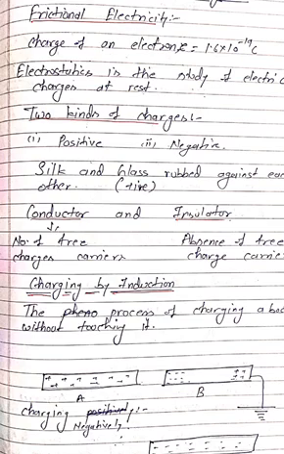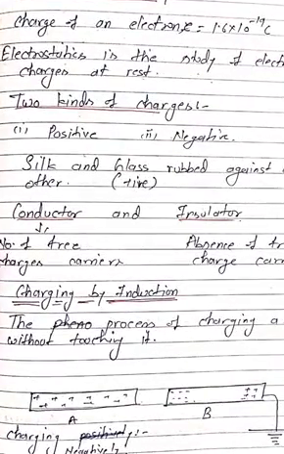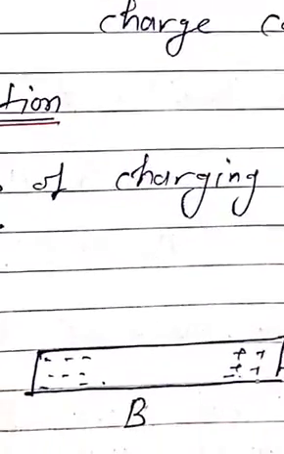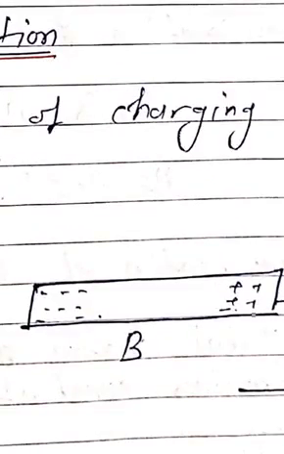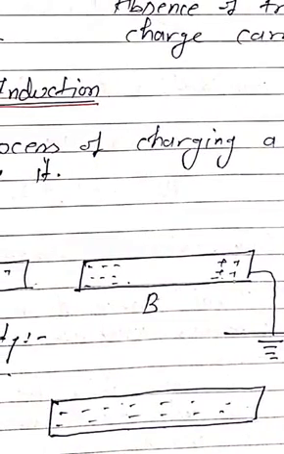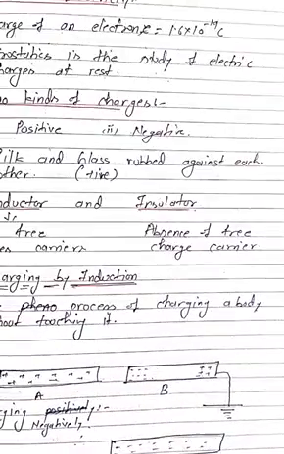Suppose, as you can see in the diagram, there are two conductors A and B. B was initially uncharged and A was positively charged. When we bring the conductor A close to the conductor B, what will happen? As the conductor A is positively charged, it will attract all the negative charge and repel the positive charge. So as you can see in the diagram, the negative charge of B came just near to the first conductor, and the positive charge, because of repulsion, moved away from the conductor.